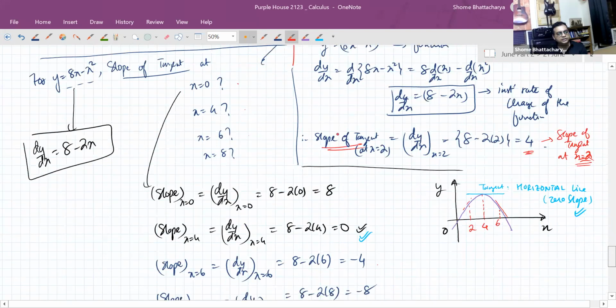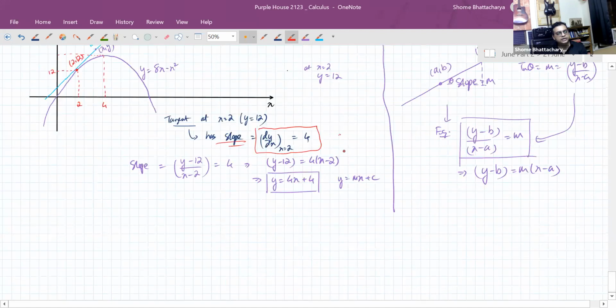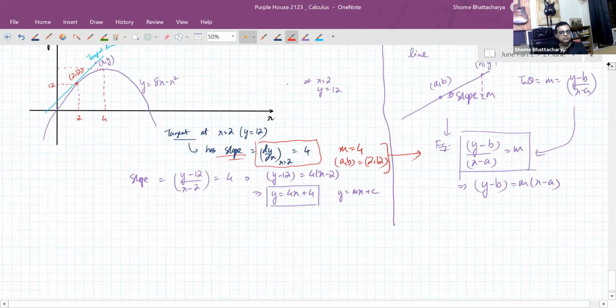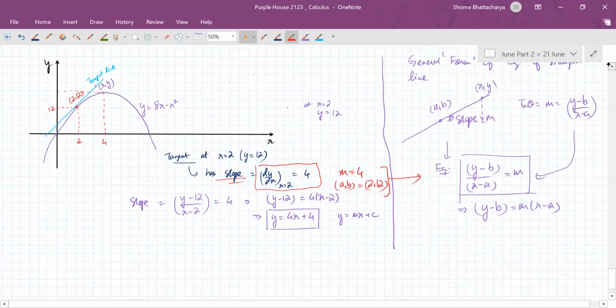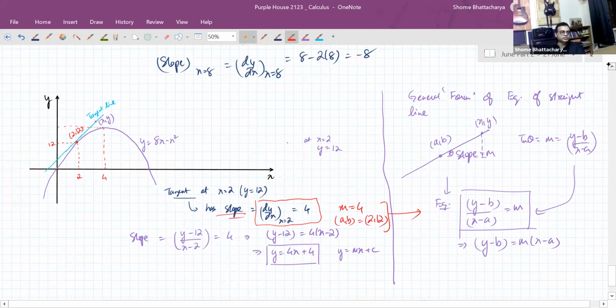So the slope's value is equal to 4. And the point it is passing through is 2 comma 12. So now just substitute this in the general formula: y minus b upon x minus a is equal to m. In this case, y minus 12 upon x minus 2 is equal to the slope, which is 4. Okay, sir. Thank you, sir.